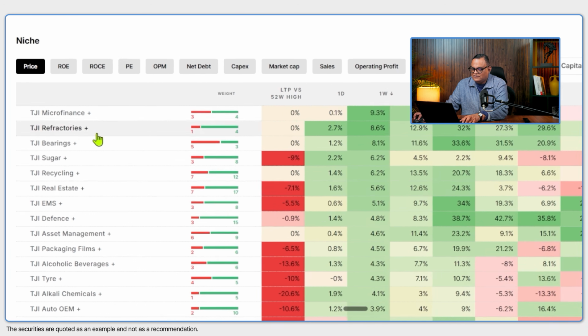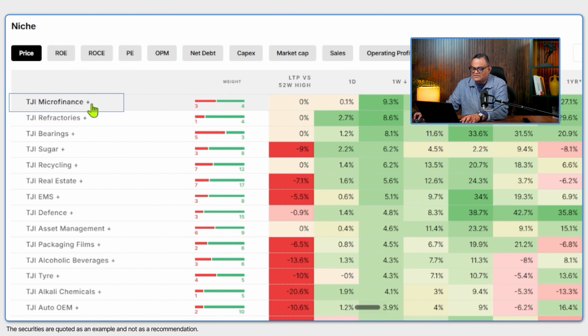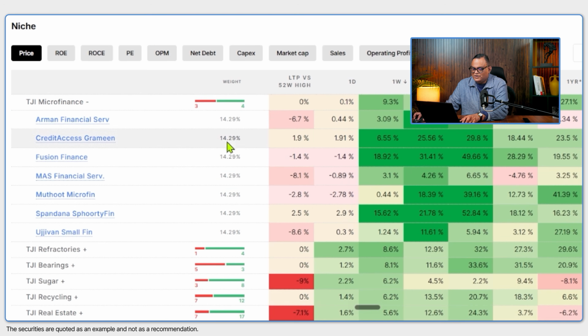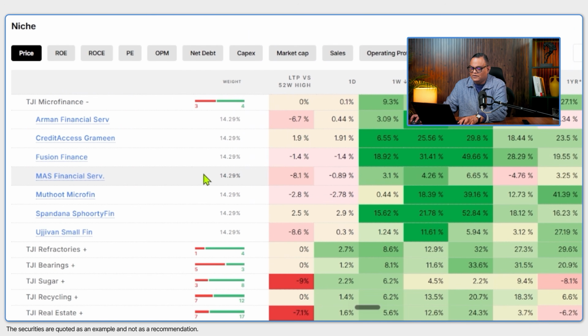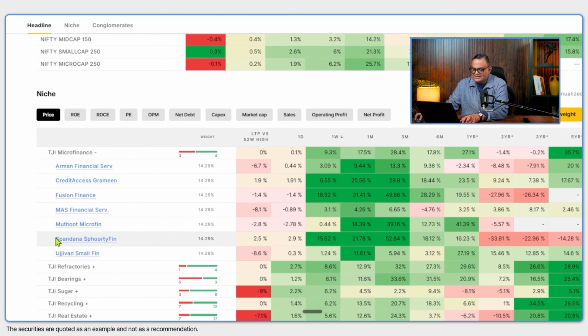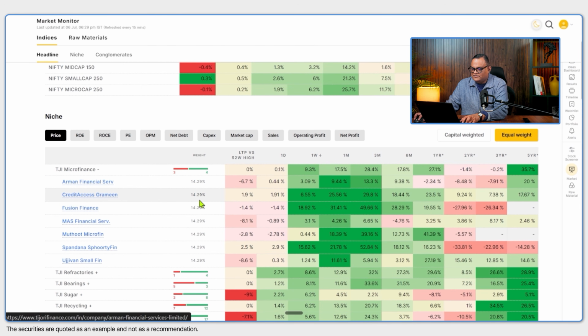So if I do that, the top one I see over here is Microfinance. If you click on Microfinance, you get all the stocks which are there in Microfinance. There are around 7 of them. What we would do now is use this list of stocks which belong to the TJI Microfinance and create our own equi-weight index out of it. Again, the same approach works, where we have these 7 stocks. So we'll start with the first one.